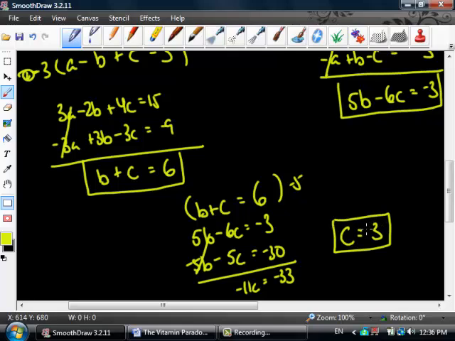It's just been a personal thing of mine. I always like it when the variable equals a positive number. I don't know why I've always been kind of partial to that. It's just kind of cool.